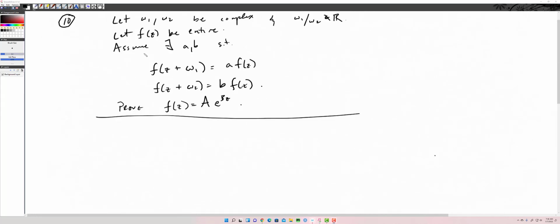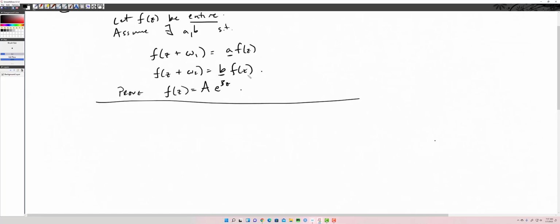Okay, so for this one, it says let omega 1, omega 2 be complex, and the ratio non-real. So in the back of your mind, be thinking elliptic. Okay, and let f of z be entire. And then assume there exist constants a and b such that this is true: when you move by one period, you're actually multiplying f of z by some constant. When you move by the other period, you're multiplying f of z by some other constant.